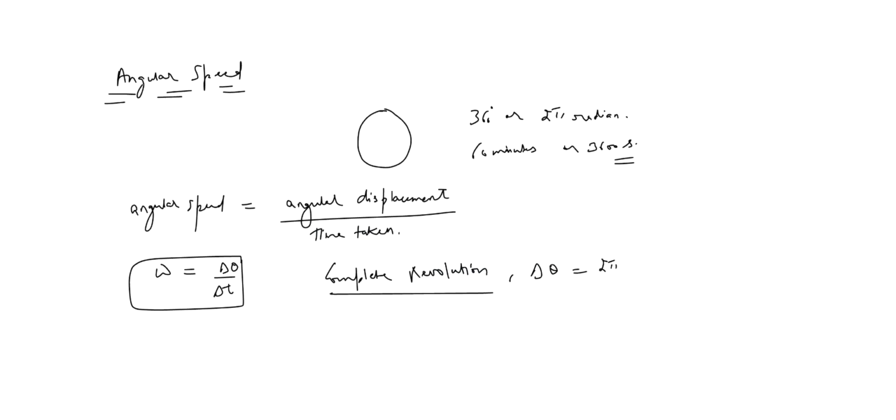And what will be the time taken? Time taken to complete one revolution is defined as time period, capital T, right? So omega will become 2 pi divided by capital T. So this is one of the relations that we will use in our questions. Omega is equal to 2 pi over capital T. And what is 1 by T? 1 by T is equal to frequency, f. So omega can be written as 2 pi f also.